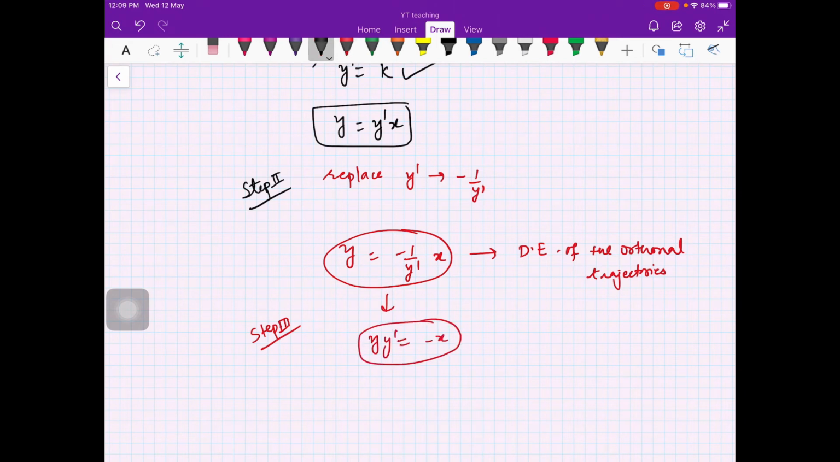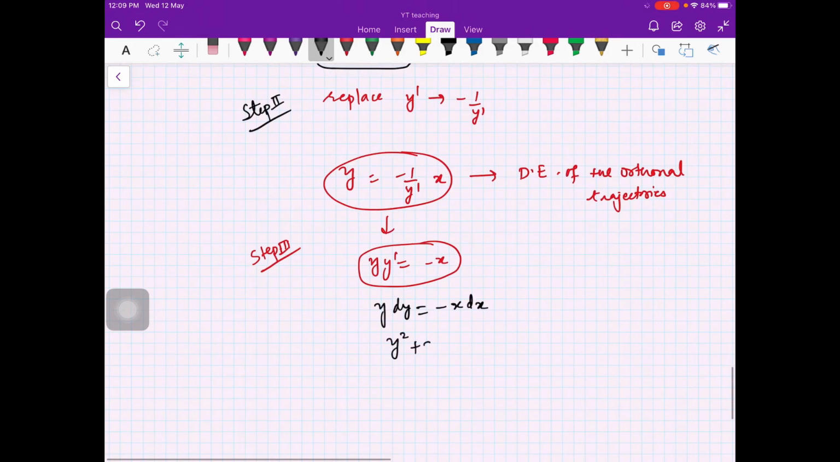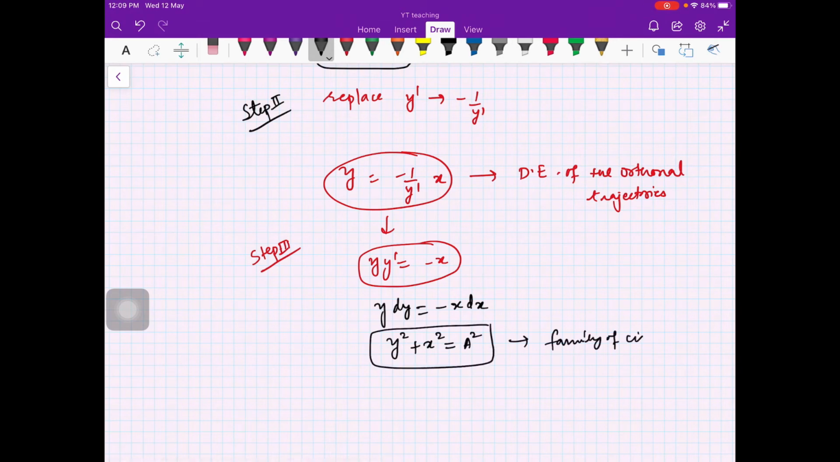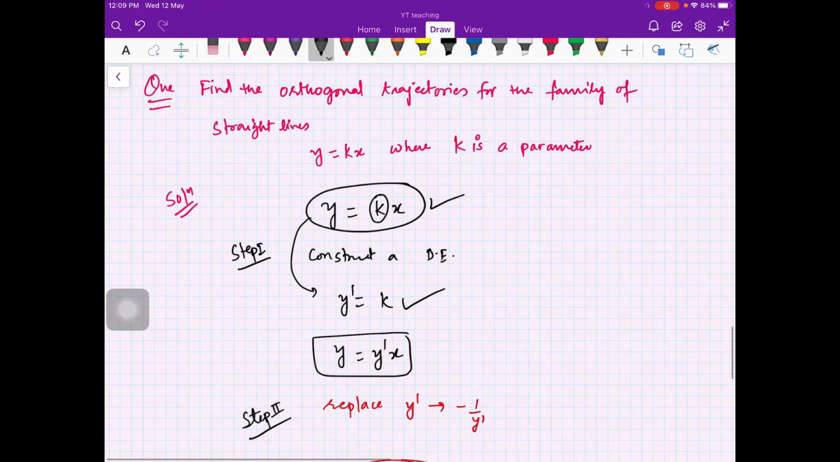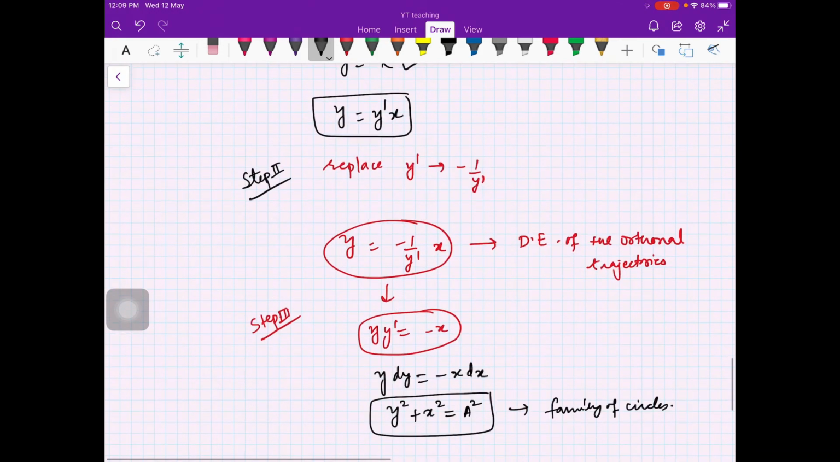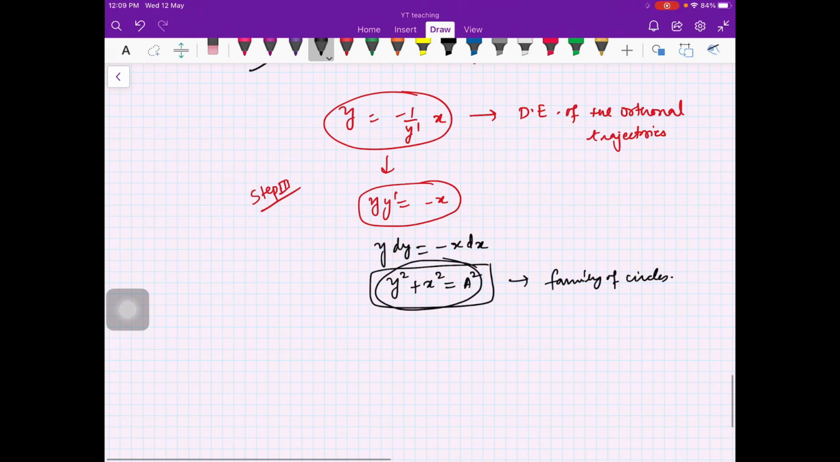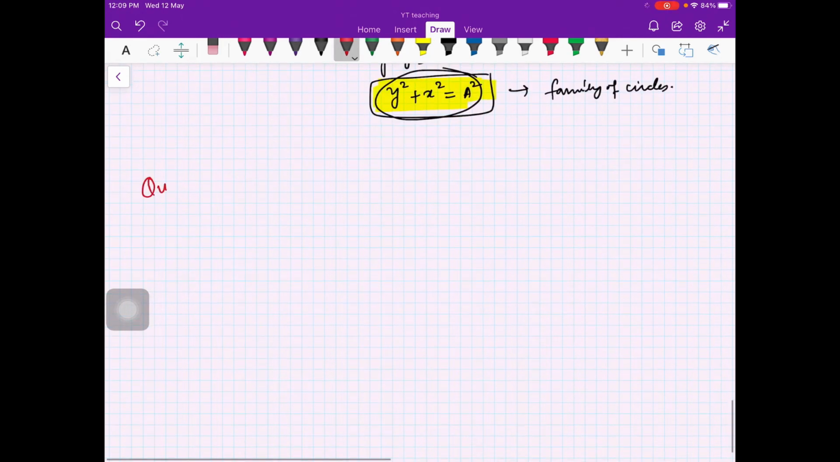Now you see, you are making use of your differential equation knowledge. So this is y dy by dx is equal to -x, so that is y dy is equal to -x dx. So you'll get y square plus x square is equal to a square. So you get the family of circles. You see, here you started with straight lines and you get your orthogonal trajectory as a family of circles. Right. So let us do the other way around. Let us start with the circles and then see whether we are getting the straight lines or not. So let us do the reverse.